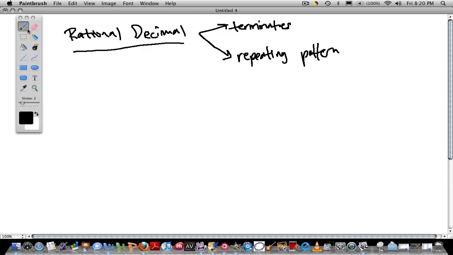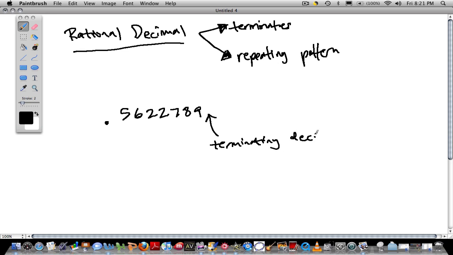A rational decimal terminates at some point, or it has a repeating pattern. And just to remind you, when we say terminate, we mean end. So if you have a decimal, doesn't matter how long it is or what it looks like, if at some point it stops, and for example here it stops at the 9, there are no other numbers being written, this is a terminating decimal. And a terminating decimal is a rational decimal.